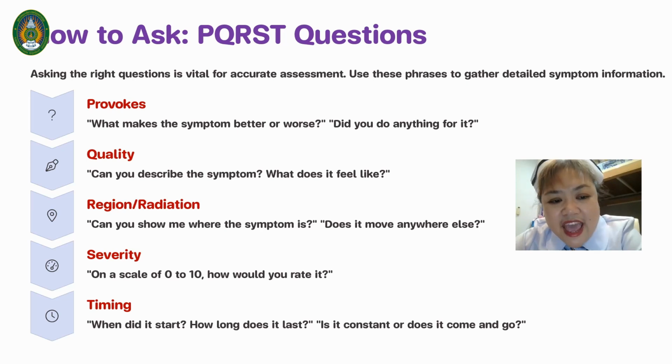For quality: can you describe the symptoms? What does it feel like? For radiation: can you show me where the symptom is? Does it move anywhere else? Severity: on a scale of 0 to 10, how would you rate it? Timing: when did it start? How long does it last? Is it constant or does it come and go? Practice by yourself.